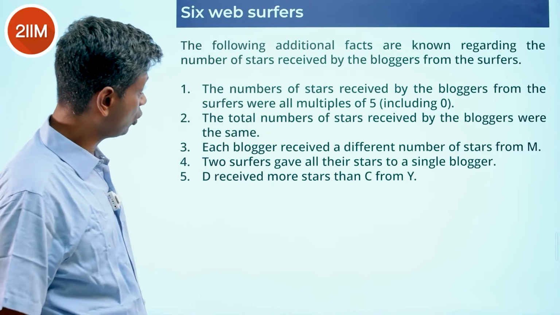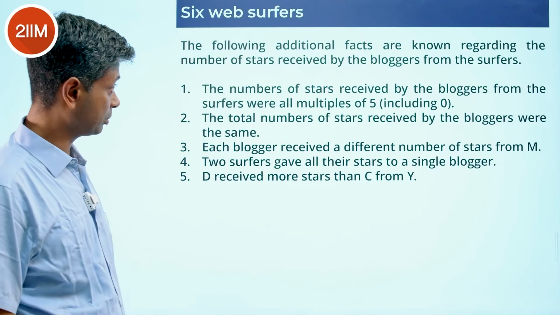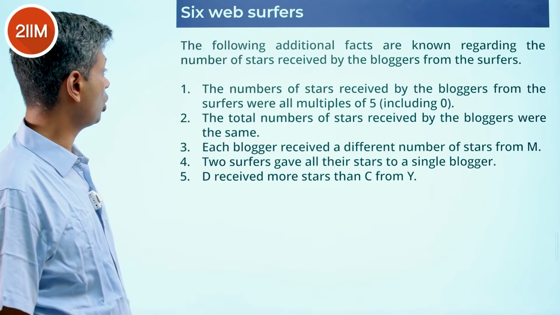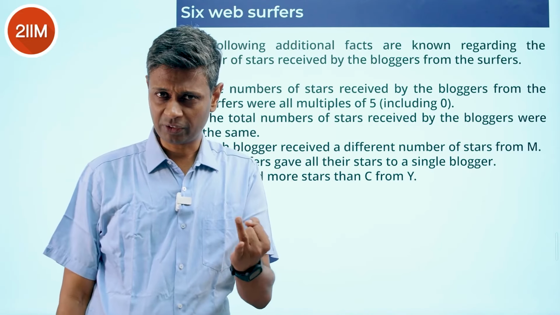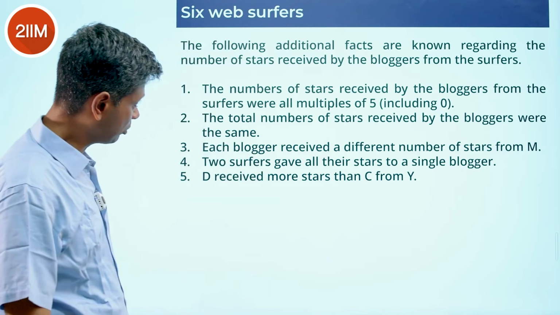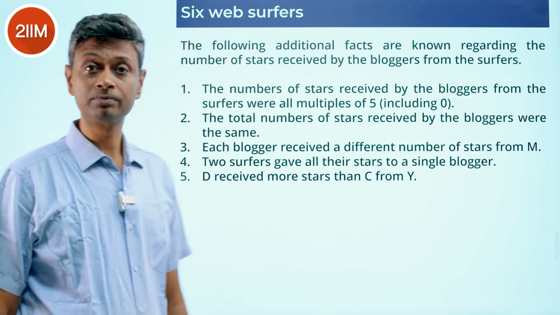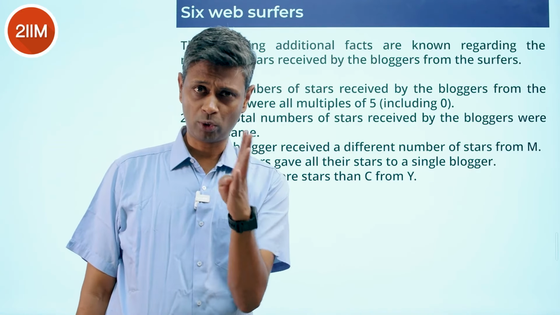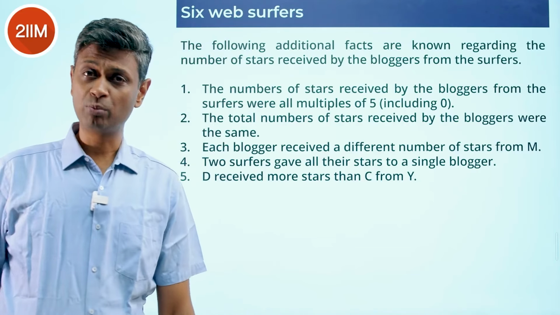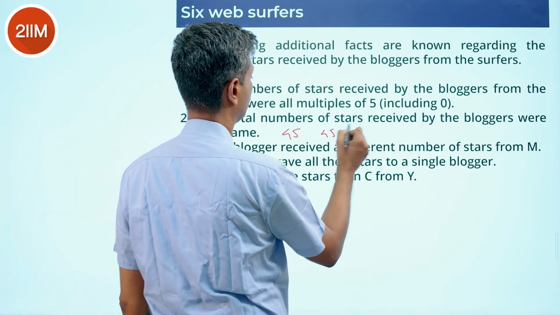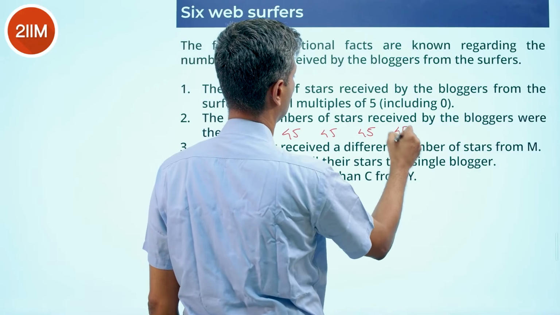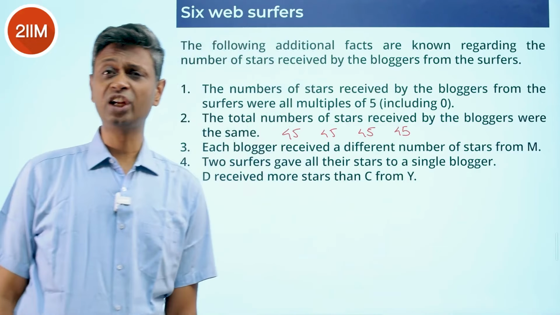The following additional facts are known regarding the number of stars received by the bloggers from the surfers. The number of stars received by the bloggers from the surfers were all multiples of 5. So 5, 10, 15, 20, 25, 30, 35, 40, something like that. The total number of stars received by the bloggers were the same by each blogger. So 4 bloggers, 180 stars distributed totally. So each one gets 45. 45 into 4 is 180, 30 into 6 is 180.